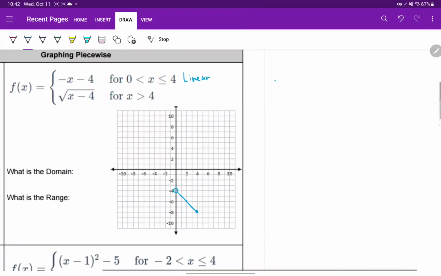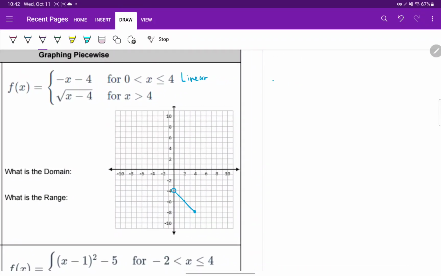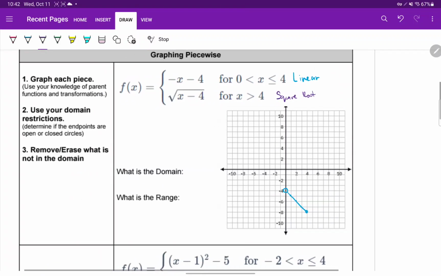All right, now for the next one, I'm actually going to make a table. So what I'm going to first do is identify my parent function. This one is the square root. How do I know it's not a cube root? It's because there's no 3 inside the radical. All right, so for this one, first we're going to start with the parent function of the square root function, so the square root of x.